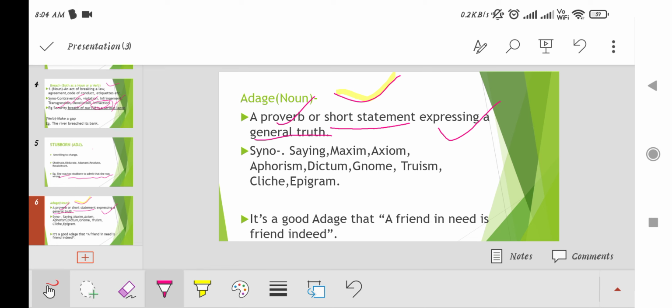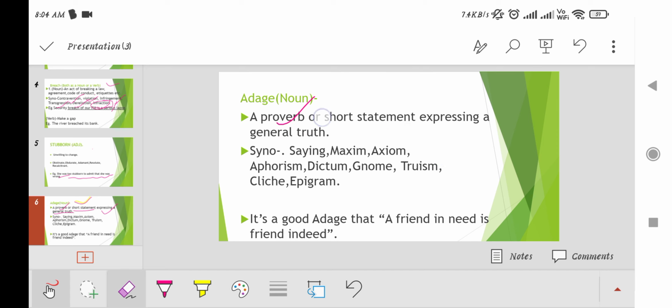What other words can we use instead of adage? That is saying, maxim, axiom, aphorism, dictum, genome, truism, cliche, epigram. These are the words which can be used instead of adage.